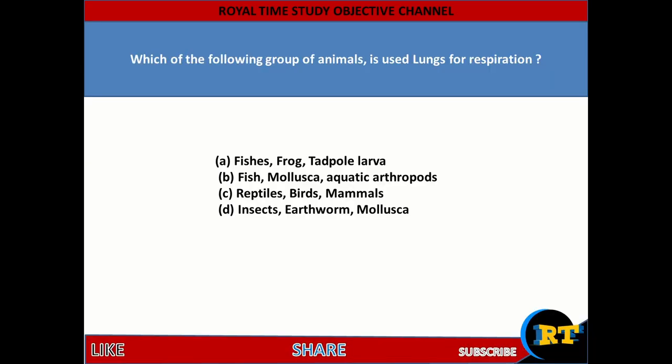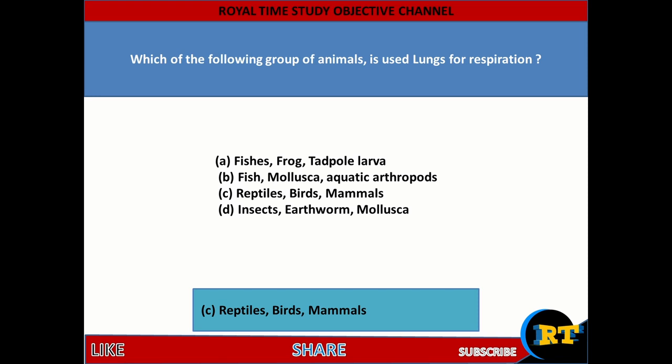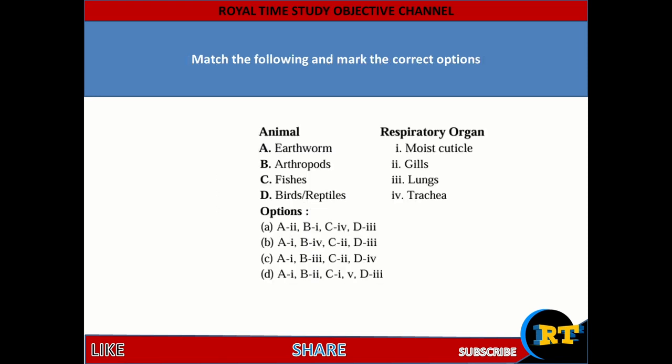So let's start. Which of the following group of animals is used lungs for respiration? Option number A, fishes, frog, tadpole larva. Option number B, fish, mollusca, aquatic arthropods. Option number C, reptiles, birds, mammals. Option number D, insects, earthworm, mollusca. And the answer is option number C, reptiles, birds and mammals. Let's move to the next question.